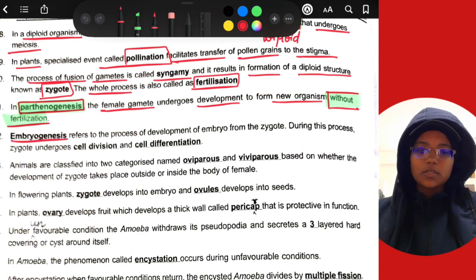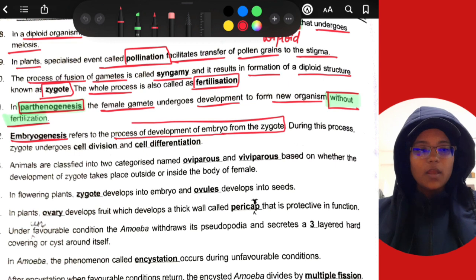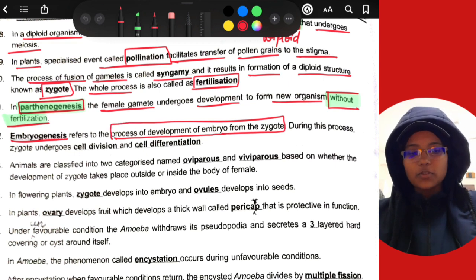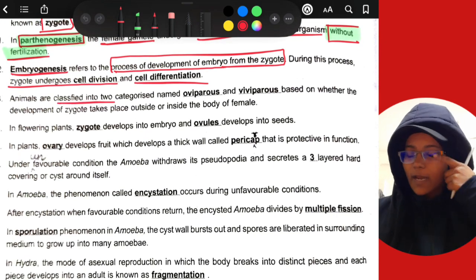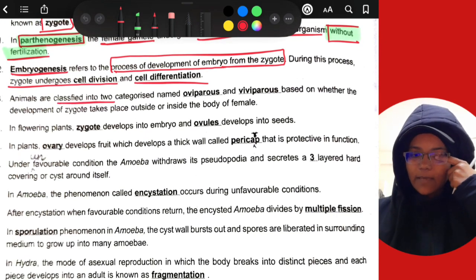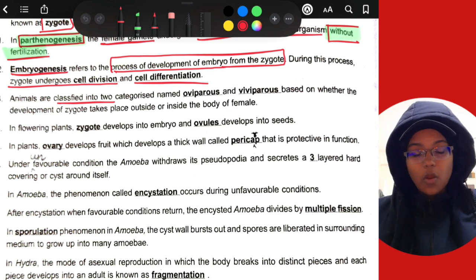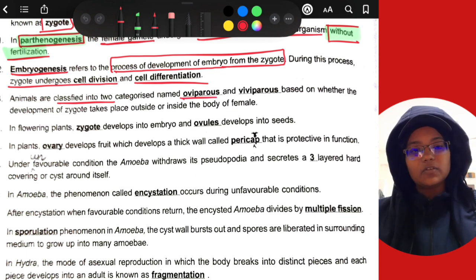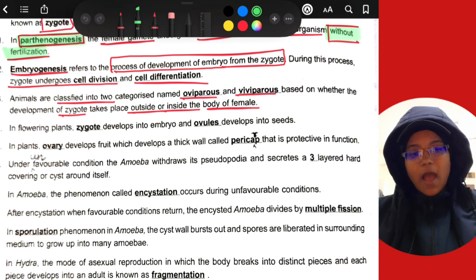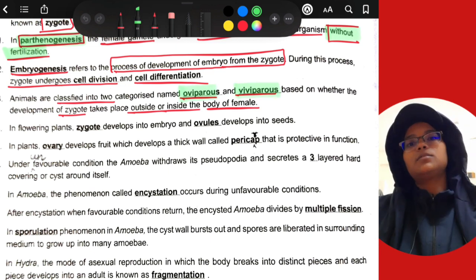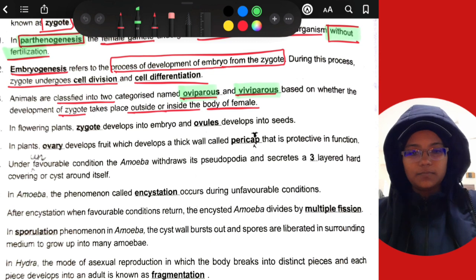Embryogenesis refers to the process of development of embryo from zygote. During this process, the zygote undergoes cell division and cell differentiation. Animals are classified into two categories named oviparous and viviparous based on whether the development of zygotes takes place outside or inside the body of the female. We are viviparous animals because our mother carried us for 9 months till our birth.